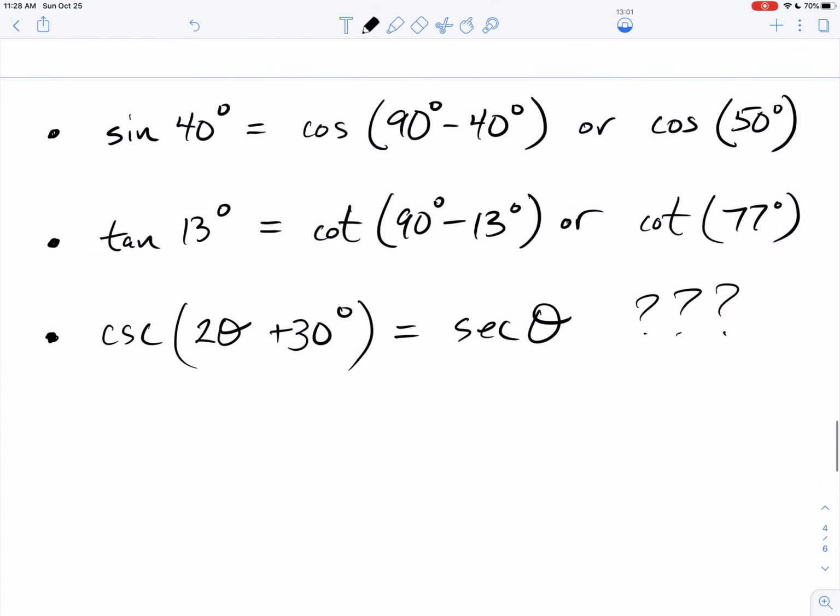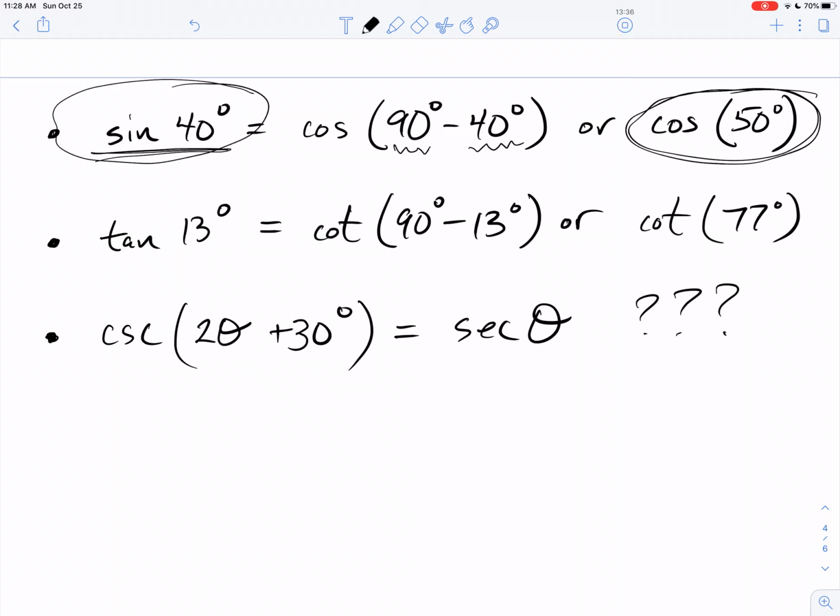Cofunction identities. Let's talk about it. I made up a couple examples to get us thinking cofunction-wise. If somebody told you the sine of 40 degrees, what I want you to know is the cofunction identity says 90 minus whatever they gave you equals the equivalent statement. So it's 90 minus 40 in this case. If you grabbed your calculator right now, you don't have to, but if you did and you were set in degree mode, if you punched in the sine of 40 and the cosine of 50 degrees, you would get the exact same answer on your calculator.